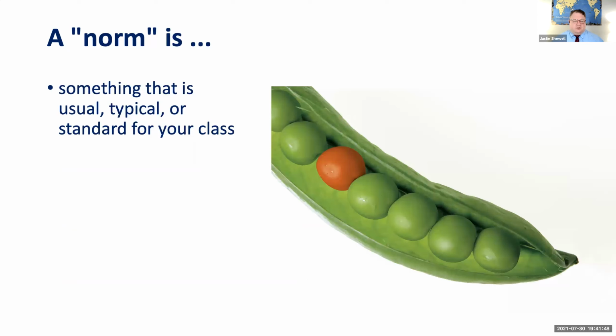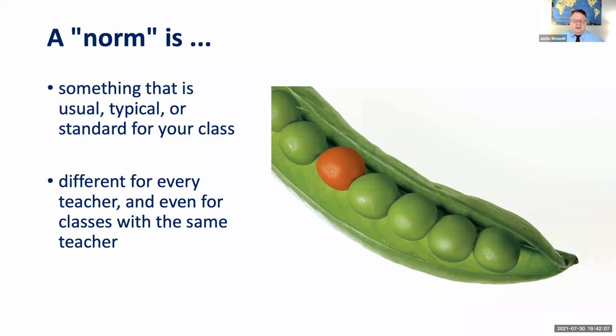Just in case you're not familiar with the term norm, we use it a lot in the US for education. Teachers tend to know what it is, but outside of the US, I don't know how well it's used. So a norm is just something that's typical or usual, that's standard for your class. It might be different for every teacher and even different for classes with the same teacher, right? You might have one class where all the students have a high level of ability, and so the norm for that class is different than the norm for another class, right?